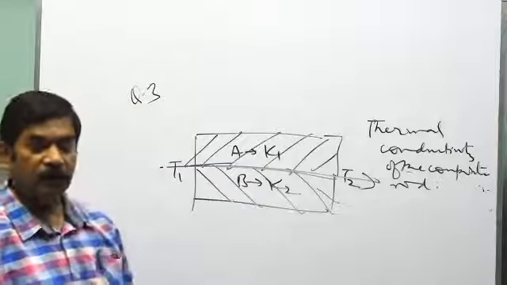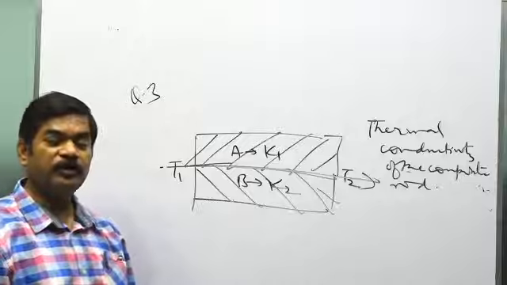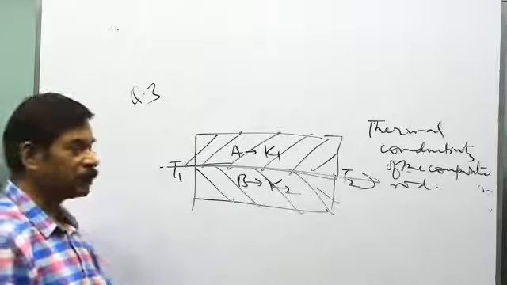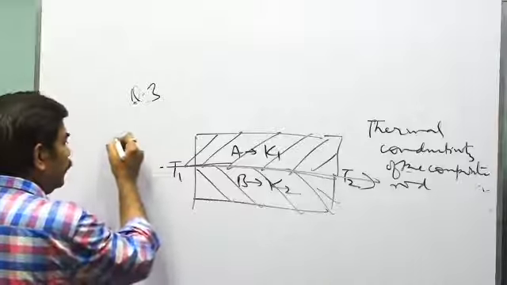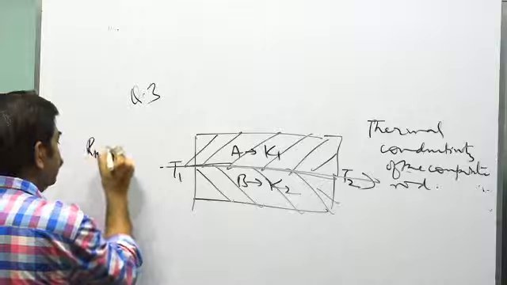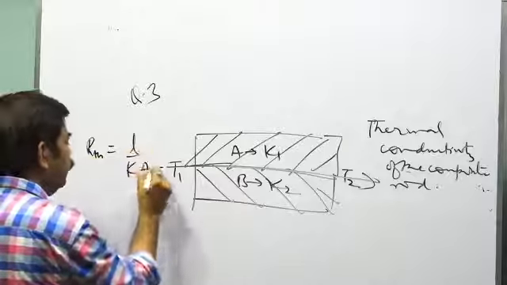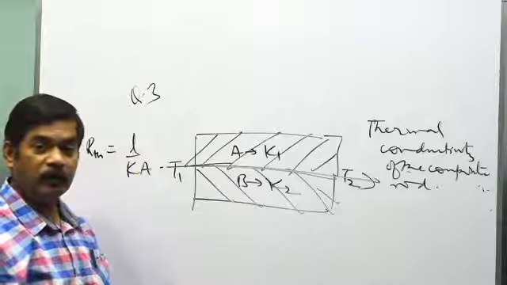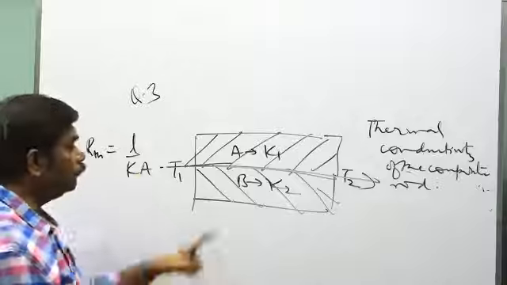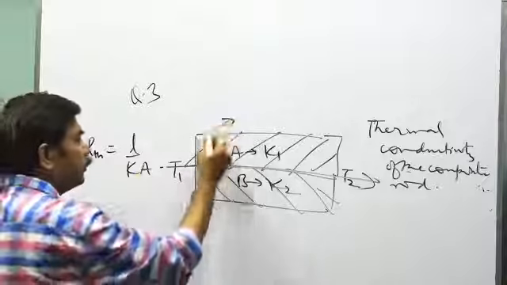And here also, it's a very simple question in which you have to apply just the basic equation. The thermal resistance R_TH is equal to L upon K. So what you have to do is find the thermal resistance of this one, R1.